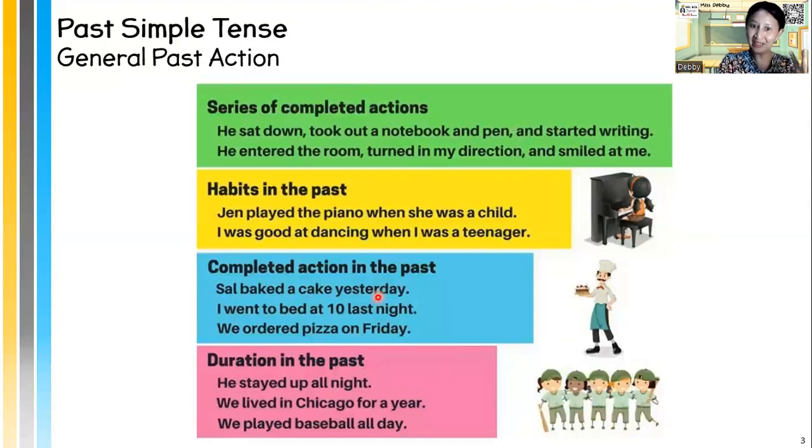You can read the rest of the examples by yourself, okay? Or duration in the past. He stayed up all night, but the all night is last night, already in the past. Or we lived in Chicago for a year. This is something that happened already in the past. Okay, that's the past simple tense.